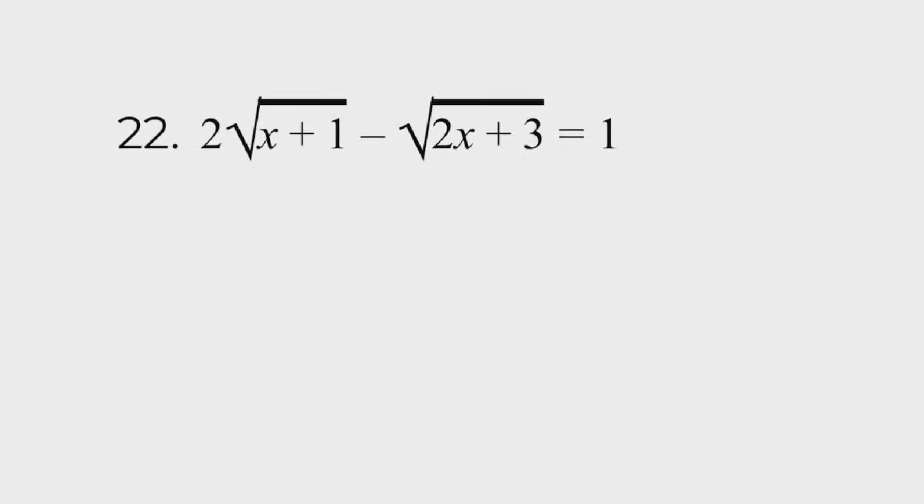In this next problem, there's no way to isolate the square roots, so I'm just going to set it so that each one is on one side. So I'm just going to add square root of 2x plus 3 to both sides. So we have 2 times radical x plus 1 equals 1 plus square root of 2x plus 3.